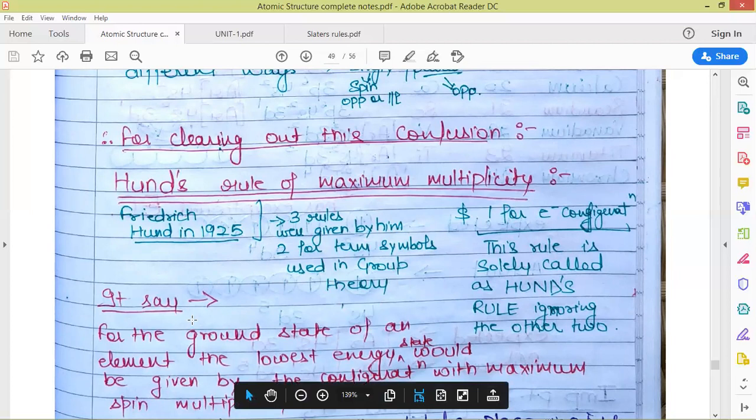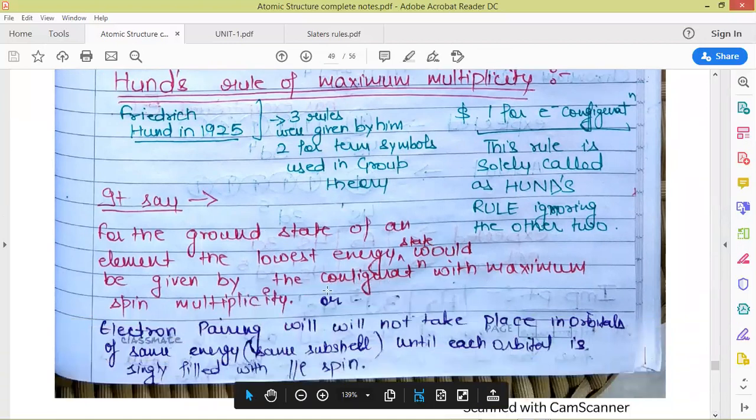According to this rule, for the ground state of an element, the lowest energy state would be given by the configuration with maximum spin multiplicity. Maximum spin multiplicity means the orbitals which are at the same energy level.